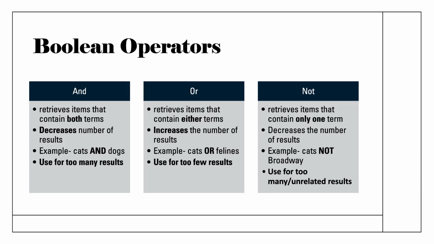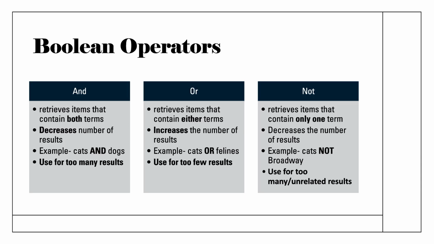The operator AND retrieves items that contain both terms and decreases the number of results. So it's best to use AND if your original search has too many results. For example, if I add cats AND dogs, just like it states here, into the database search box, I will retrieve articles that contain both the word cats and the word dogs.